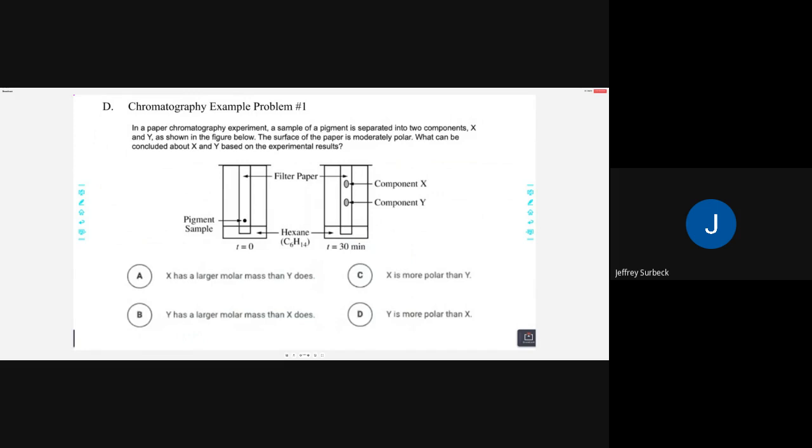So the paper is polar. If we have component X, it's higher after the experiment gets done. It's higher on that strip of chromatography paper. So based on that, is X more polar or not as polar as Y? Is it more polar? Okay.